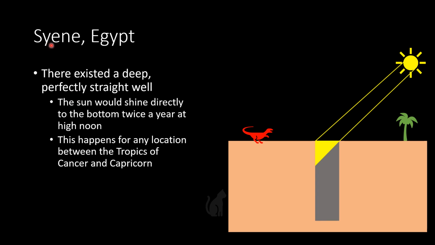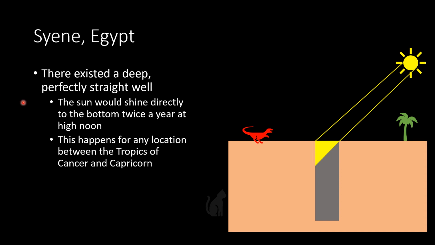So Syene, Egypt was where the deep, perfectly straight well was. So on a certain day, the sun would pass directly overhead. And this is because this well and the city itself existed between the Tropic of Cancer and the Tropic of Capricorn. Again, because of the Earth's tilt, these are the only areas on the planet that will experience the sun being at the zenith. And everywhere in this area will have the sun at the zenith angle twice a year unless you're directly on the lines of the tropics.